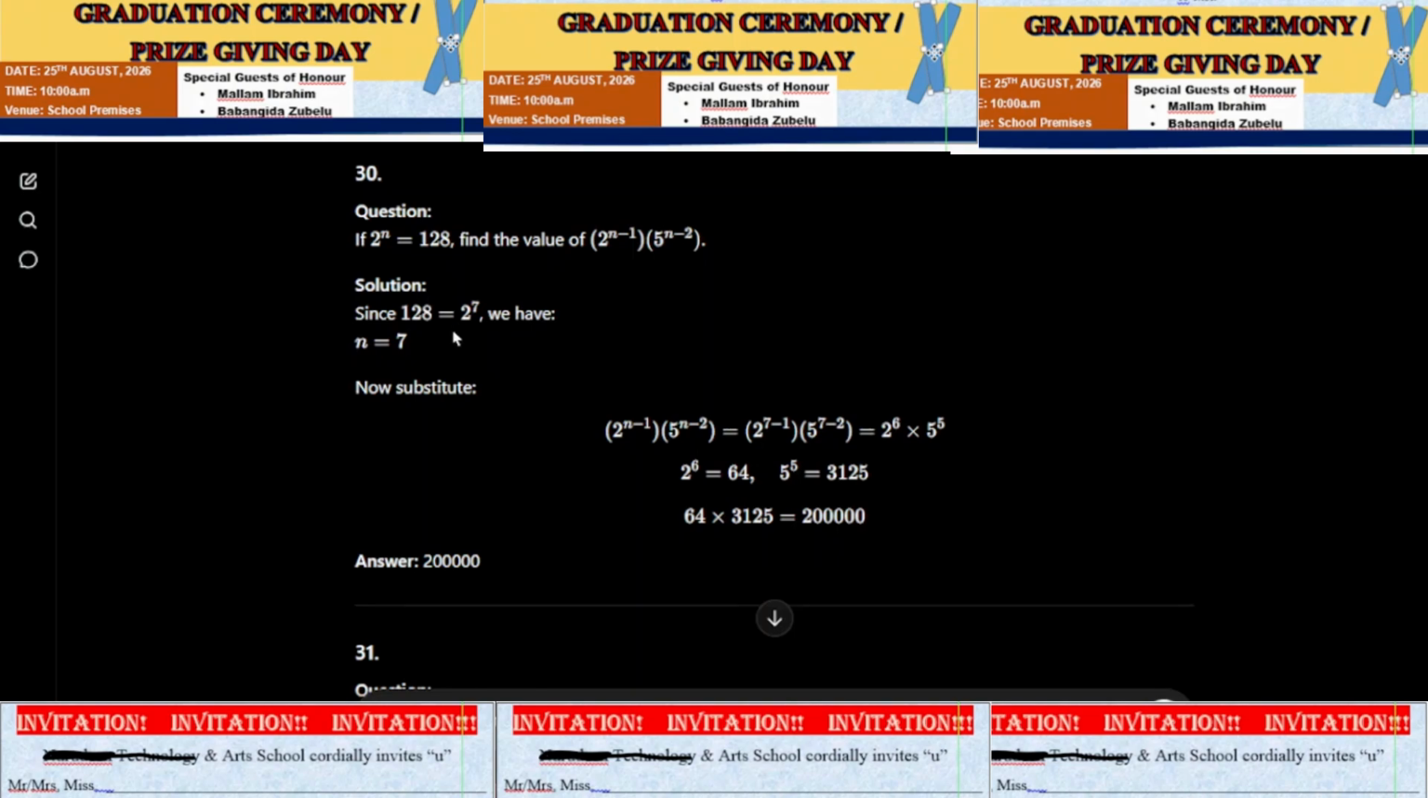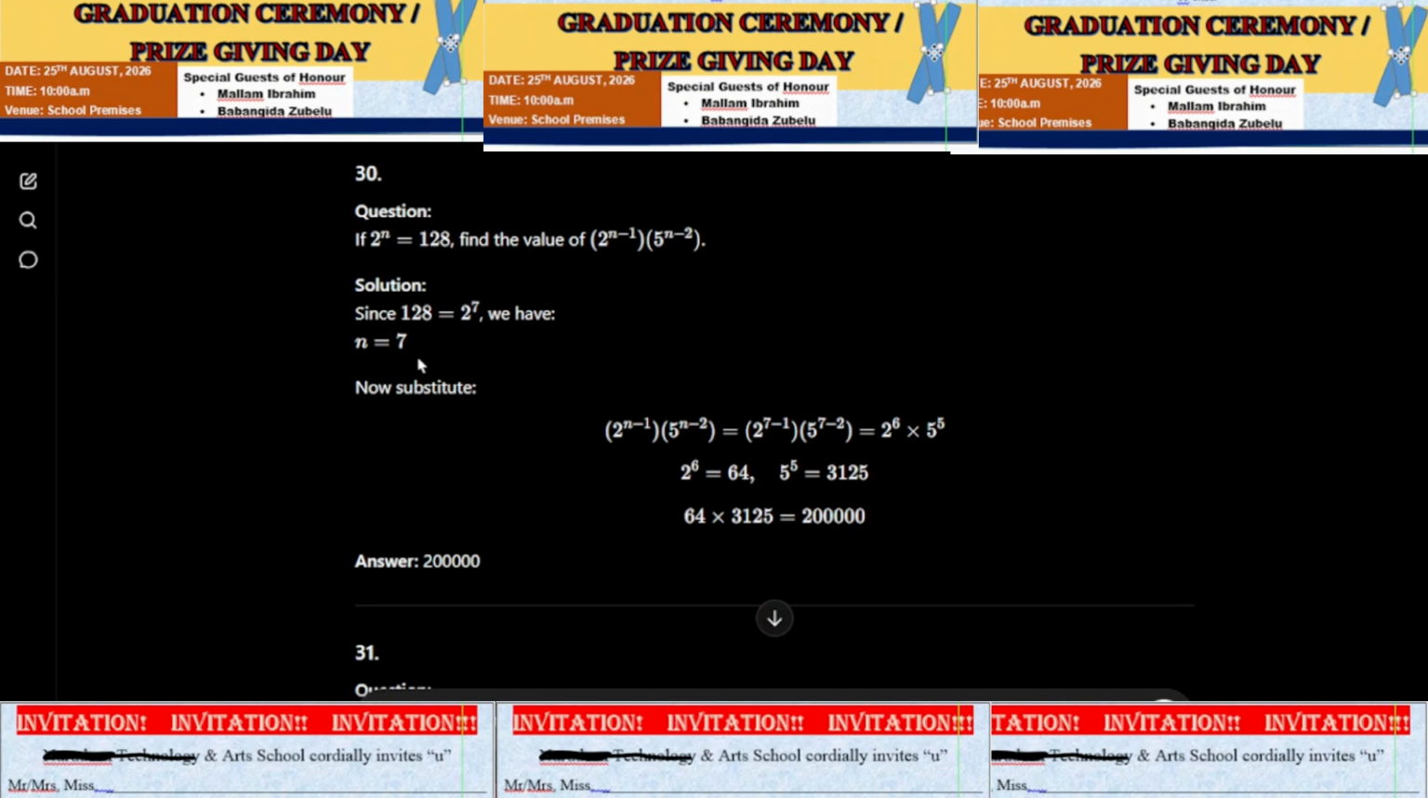128 is the same thing as 2 raised to the power of 7. So in this case, that means our n is equal to 7, because we use the equivalent of the powers. It's the same thing as 2 raised to the power of n equals 2 raised to the power of 7. That means the 2 at the base, they are the same, they cancel each other. So we are left with the n at the top and 7 at the top. That means n is equal to 7.